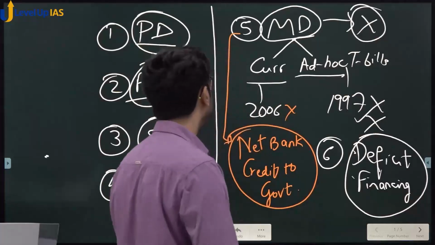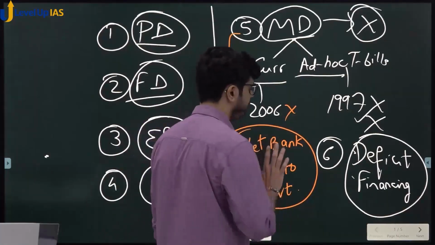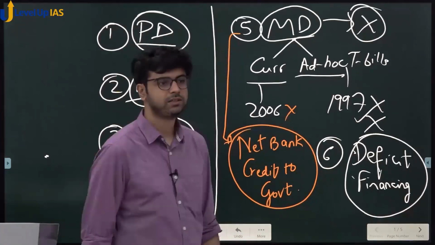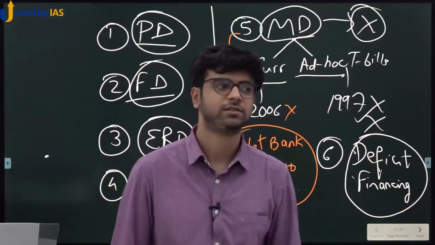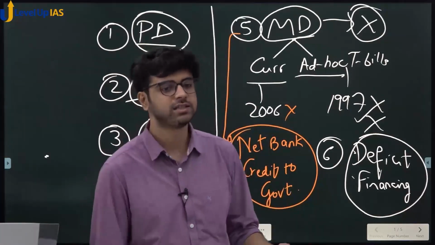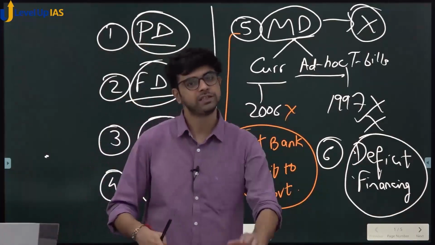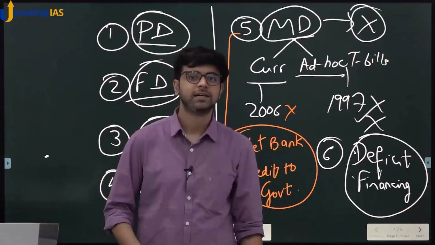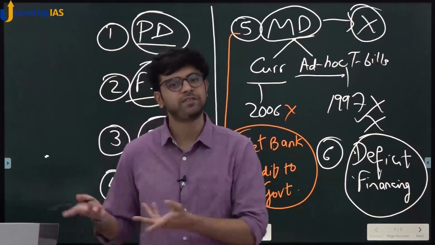What do you think is the meaning of net fiscal deficit? See, what is gross fiscal deficit? It is nothing but borrowings of the government. So for net fiscal deficit you reduce the loans which are given by the government to other countries. So gross fiscal deficit minus loans given by India to other countries is net fiscal deficit.